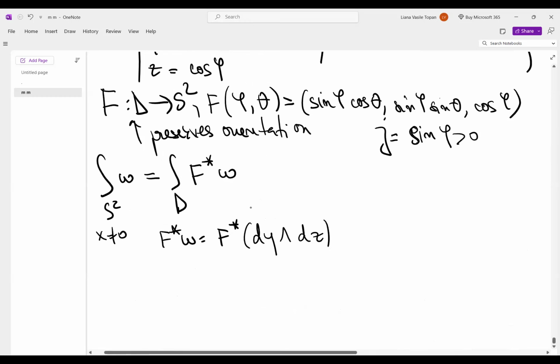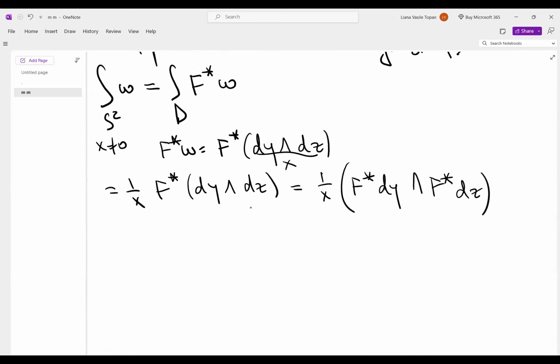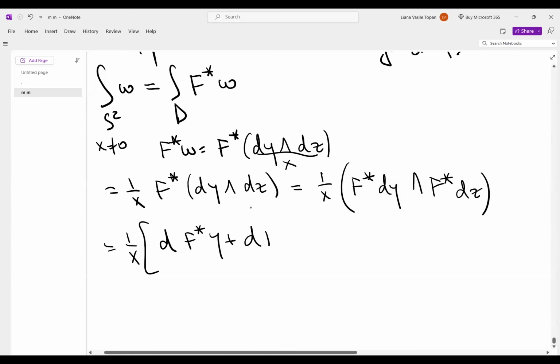dy wedge dz, right? So let's go and evaluate. So over x, this will be what? I have a 1 over x, f star dy wedge dz, okay, which is 1 over x, f star dy wedge f star dz. f star and exterior derivative commute, so that's 1 over x, d of f star y wedge d f star z.